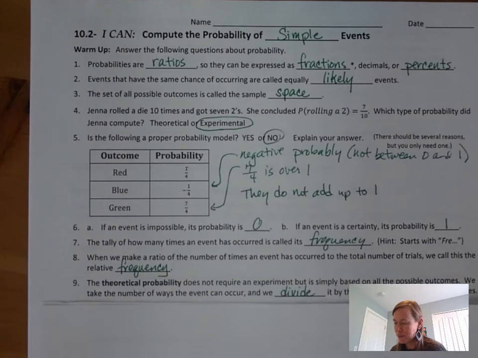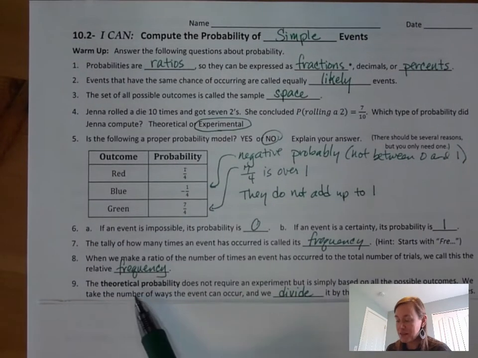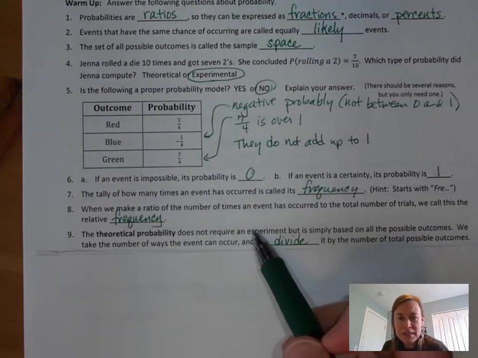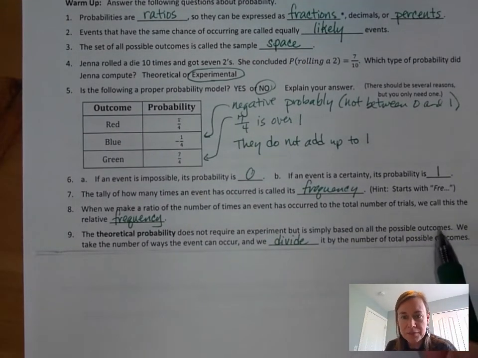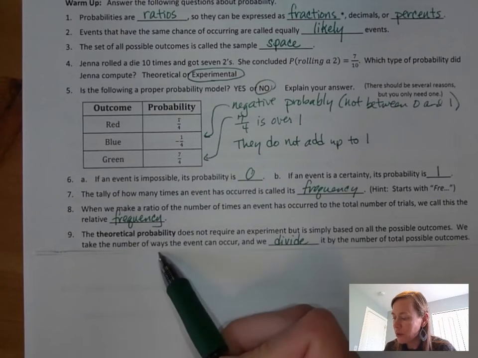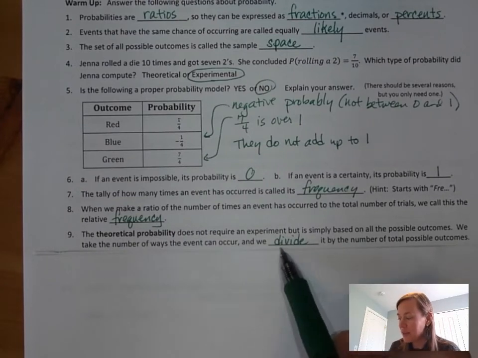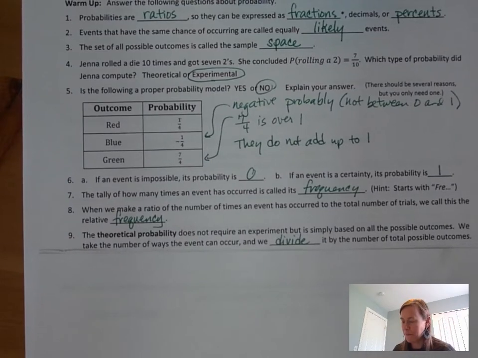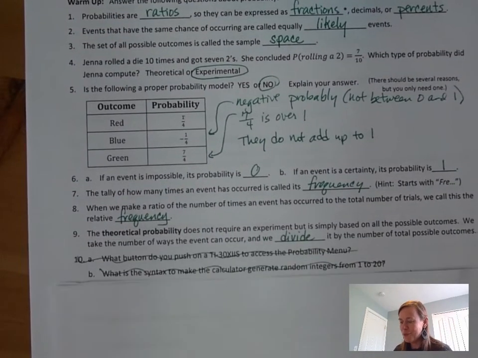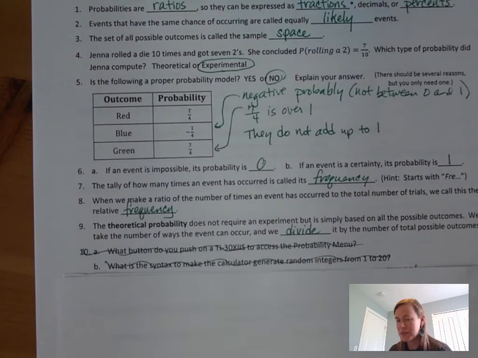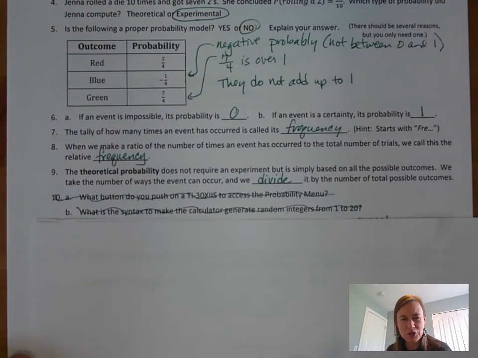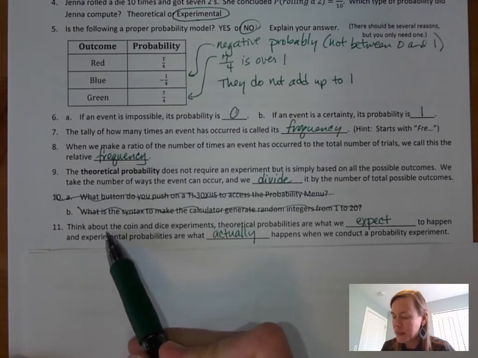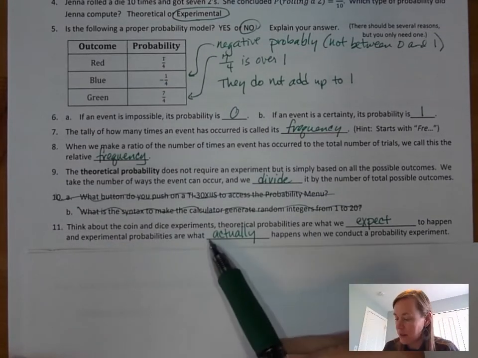Okay. Number 9, the theoretical probability does not require an experiment, but is simply based on all the possible outcomes. We take the number of ways the event can occur and we divide it by the total number of possible outcomes. Okay. And number 10, we can totally skip that one. This had to do with some calculator work that was on yesterday's that I had you skip, okay?